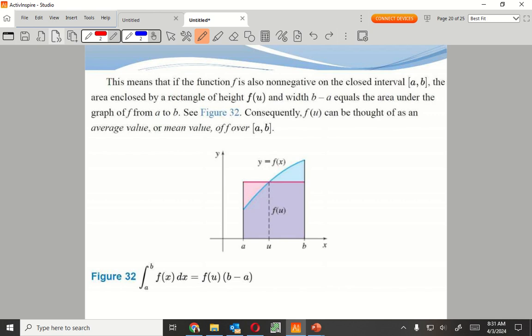for a non-negative function on the closed interval from a to b, the area enclosed by the rectangle with height f of u and width b minus a equals the area under the graph. Right here, here's my graph, and there's the rectangle for that one. Consequently, f of u can be thought of as an average value or mean value over the interval.